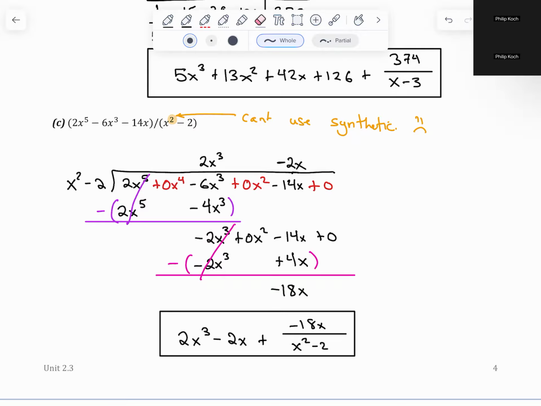And x squared does not go into negative 18x. It's too high of a power. So we're done, and that's our remainder. And that is all she wrote there. Any questions on that?